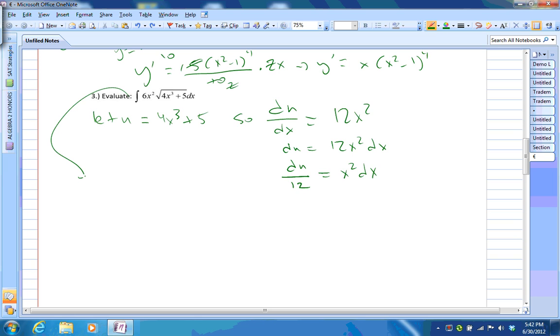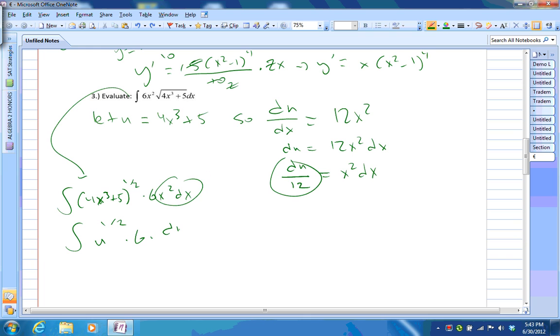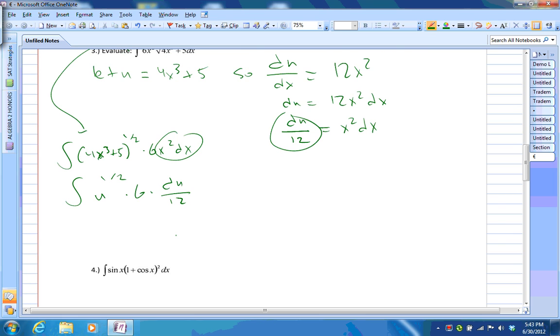So now, let's rewrite this. Let's write it as (4x cubed plus 5) raised to the half power times 6x squared dx. So 4x cubed plus 5 already is u, so it's the integral of u to the half. x squared dx, we know, is du over 12. So times 6 times du over 12. 6 and 12 become 1/2, move it out to the left. So now you have this.